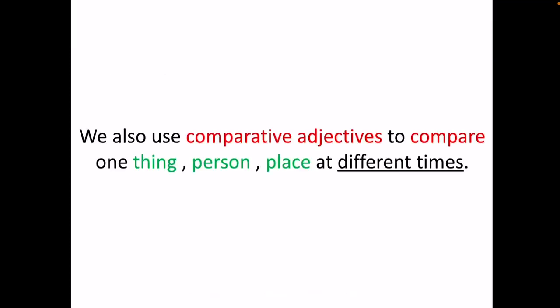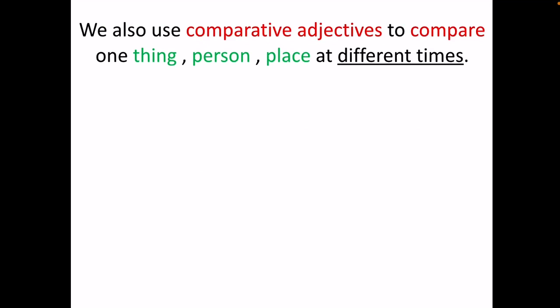Now we also use the comparative adjectives to compare one thing, person, or place at different times. We use it to compare the same person, place or thing in two different time periods. For example, the past and the future, the present and the past, the present and the future.